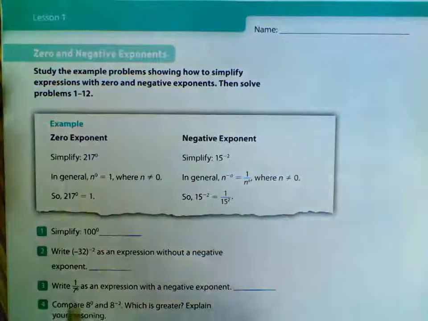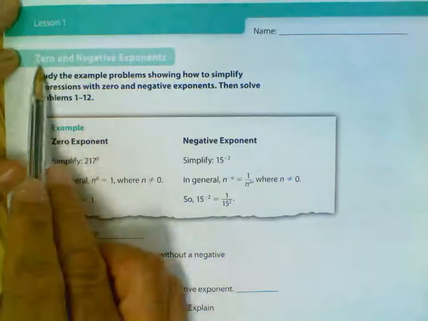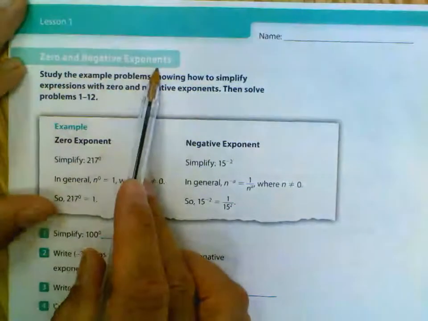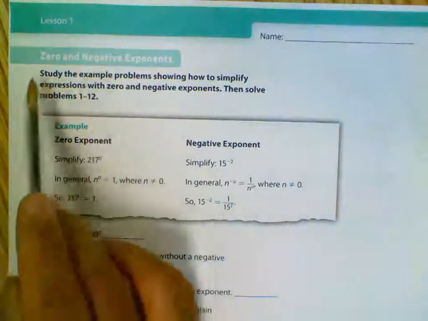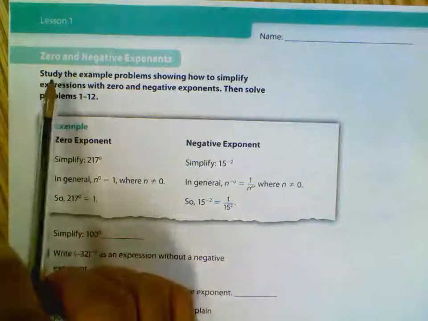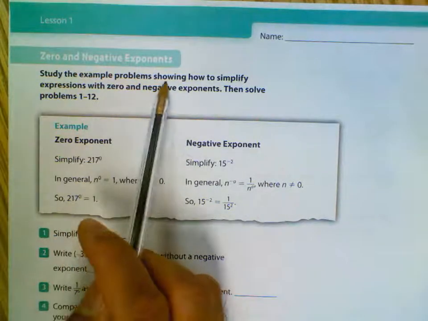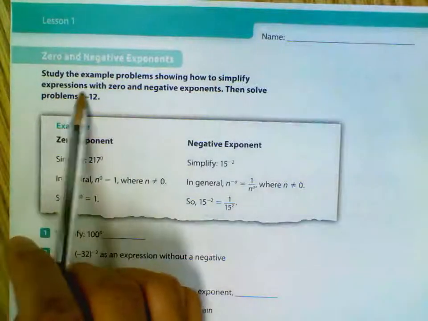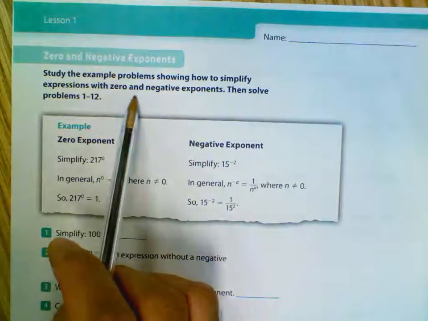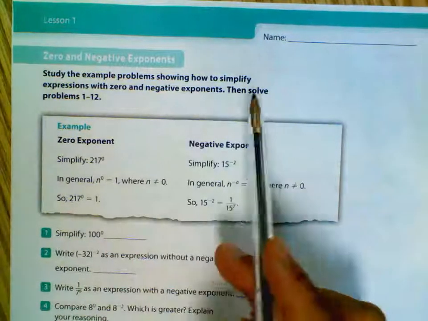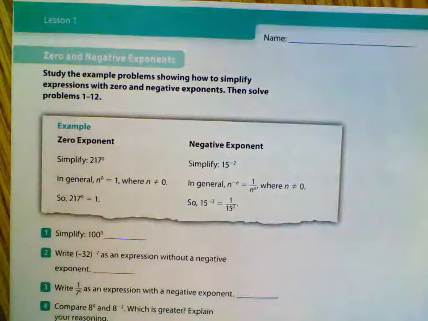We are continuing in lesson 1.0 on zero and negative exponents. That's what we saw today in class. We're going to solve the following problem. It says, study the example problems showing how to simplify expressions with zero and negative exponents. Then solve problems 1 to 12.